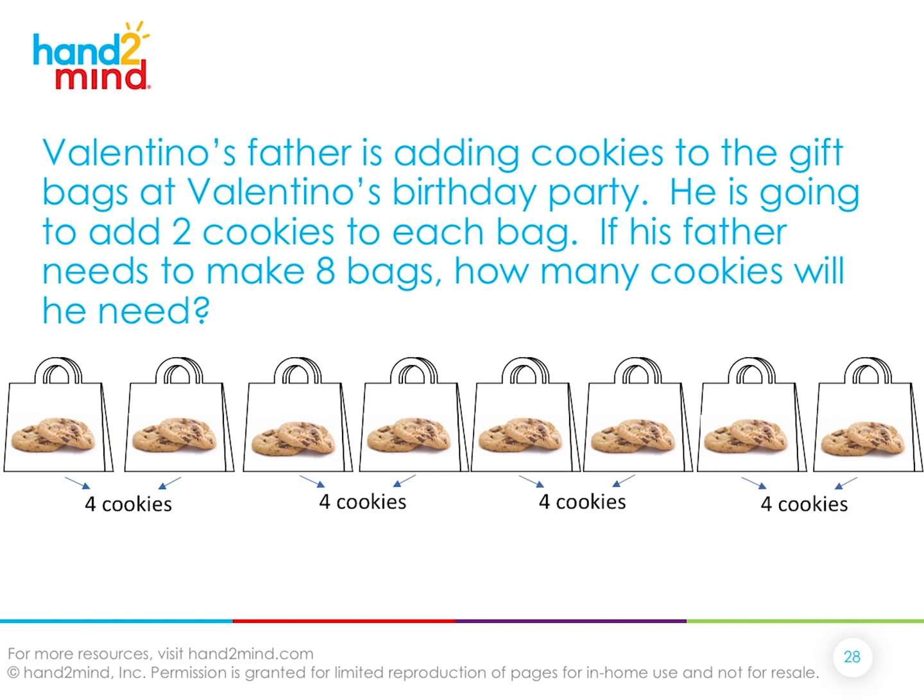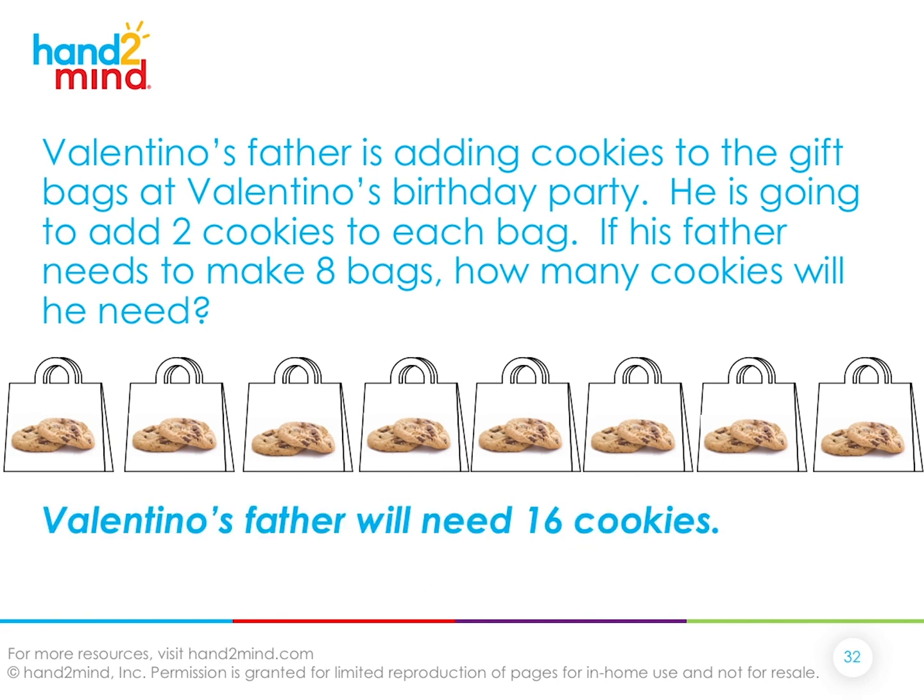And then I'm going to go ahead and group the 4 cookies because I don't want 4 different terms. I like them to be 2 terms. That's the easiest for me to add. So I'm going to group 4 cookies there and 4 cookies there to make 8 cookies. I'm going to do the same on the other side. 8 cookies. And now I'm left with 8 plus 8, and that's going to get me 16 cookies. So Valentino's father will need 16 cookies. Another way you can say it is 2 times 8 is 16, or 2, 8 times is 16. Either way. But when you're writing it out, 2 times 8 equals 16.